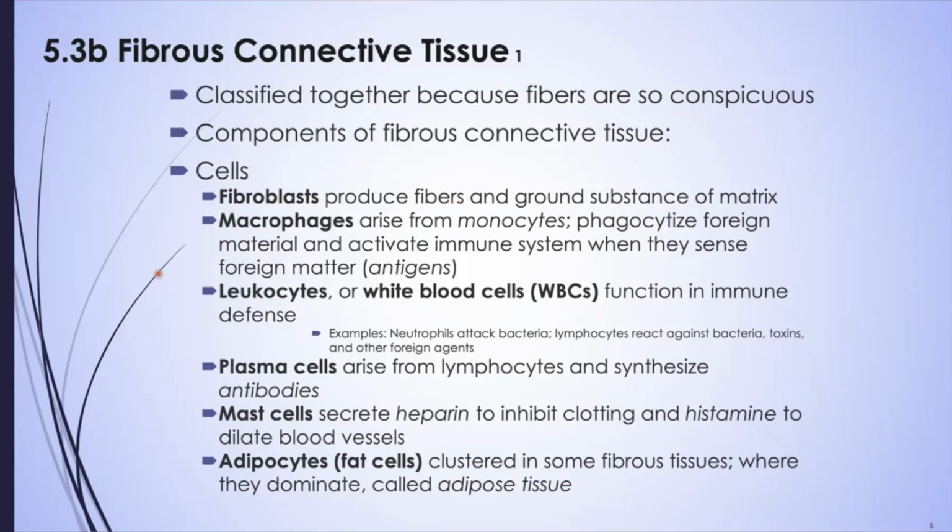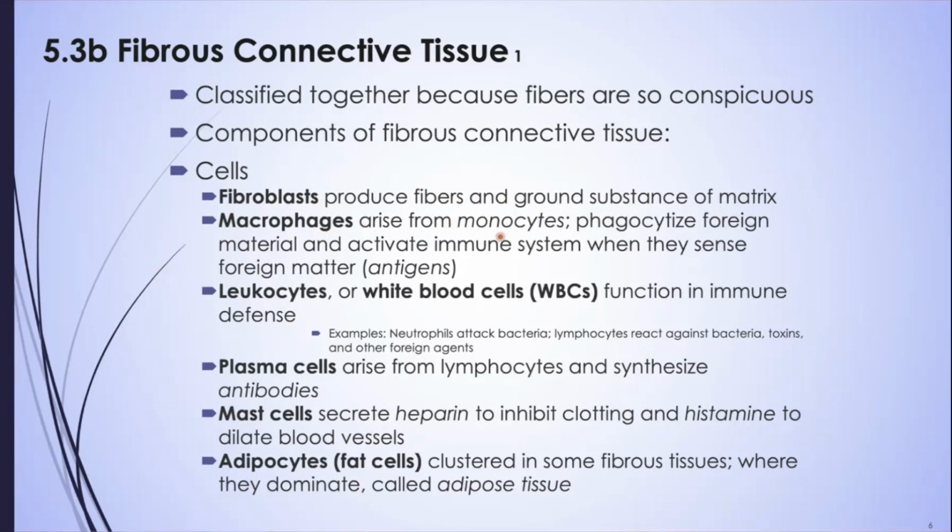Okay, macrophages. Macrophages arise from a type of cell called monocytes. What the macrophages do is phagocytize foreign material and then help to activate the immune system whenever they sense foreign matter. We're going to call that foreign matter antigens.